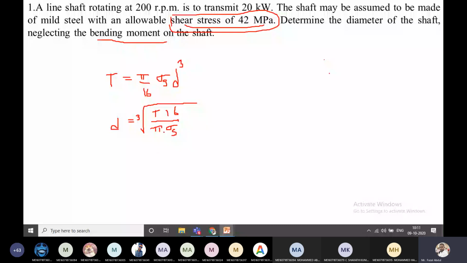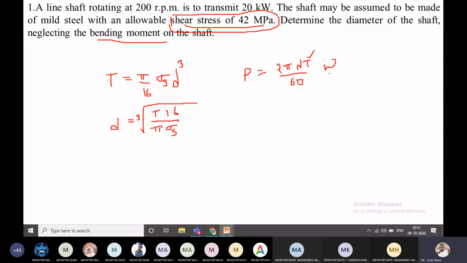See the given data: it is transmitting 20 kilowatts. So it is the power equation; we know power equals 2 pi N T by 60. This is in terms of watts, but here the question is given in kilowatts. With this relation we can calculate the T value.